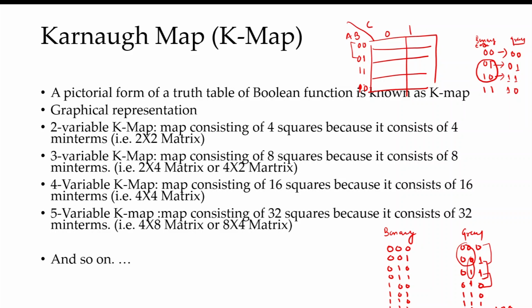And similarly, in case of 5 variables, the total min terms represented through 5 variables start from 0 0 0 0 0 and go up to 1 1 1 1 1. This means this is the representation of 0, and this is the representation of 31. The total 0 up to 31 means 32 cells are there, and it is represented like a 4x8 matrix or 8x4 matrix, because when we multiply 4 by 8, that represents 32 cells.